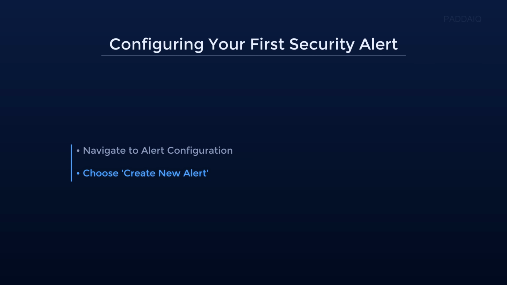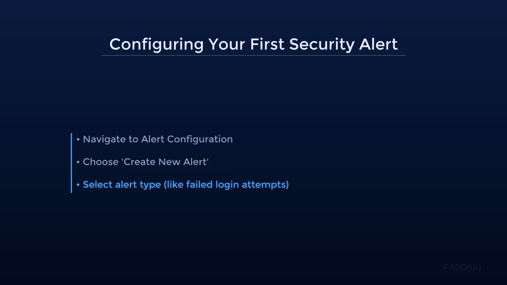Choose Create New Alert. This is how you start setting up a security alert in SAP BTP. For instance, if you want to monitor failed login attempts, you begin here. This initial step is essential for activating your security monitoring and ensuring your cloud applications remain protected.